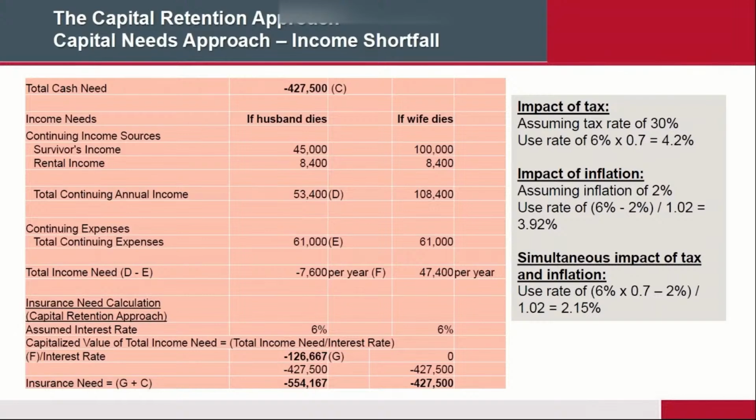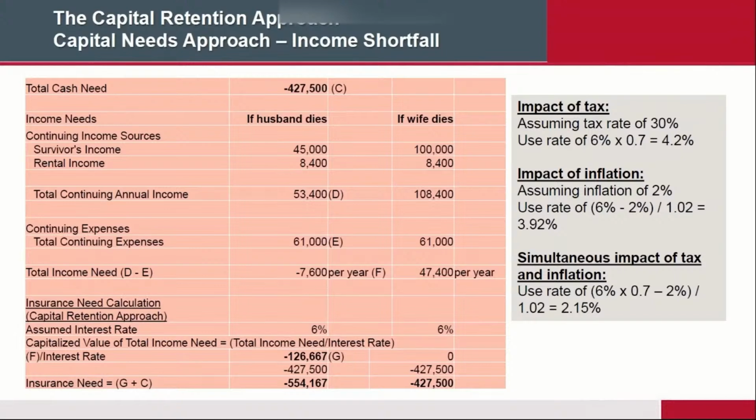The spouse is still working, obviously, so the survivor's income is the spouse's income, which is $45,000. In other words, Mr. Jones, if you died, will your wife continue to work? Yes, she will. Well, what is her income? It's $45,000. Okay, great. And by the way, we also have net rental income of $8,400. So the continuing annual income, should the husband die, will be $53,400. However, the continuing expenses are $61,000.